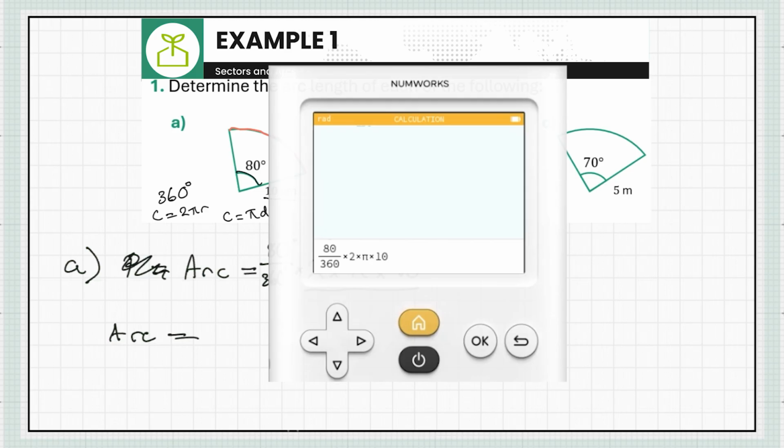Alright, now that's all in, we just hit execute, and here's what we get. It's going to give us a simplified version of what this would look like as a fraction, and then it's going to give us our decimal value at the other side. So the arc length is 13.96 centimeters, and when we think about that in reference to our radius of 10 centimeters, does that seem plausible? Yes, it does. So we're going to write in 13.96.